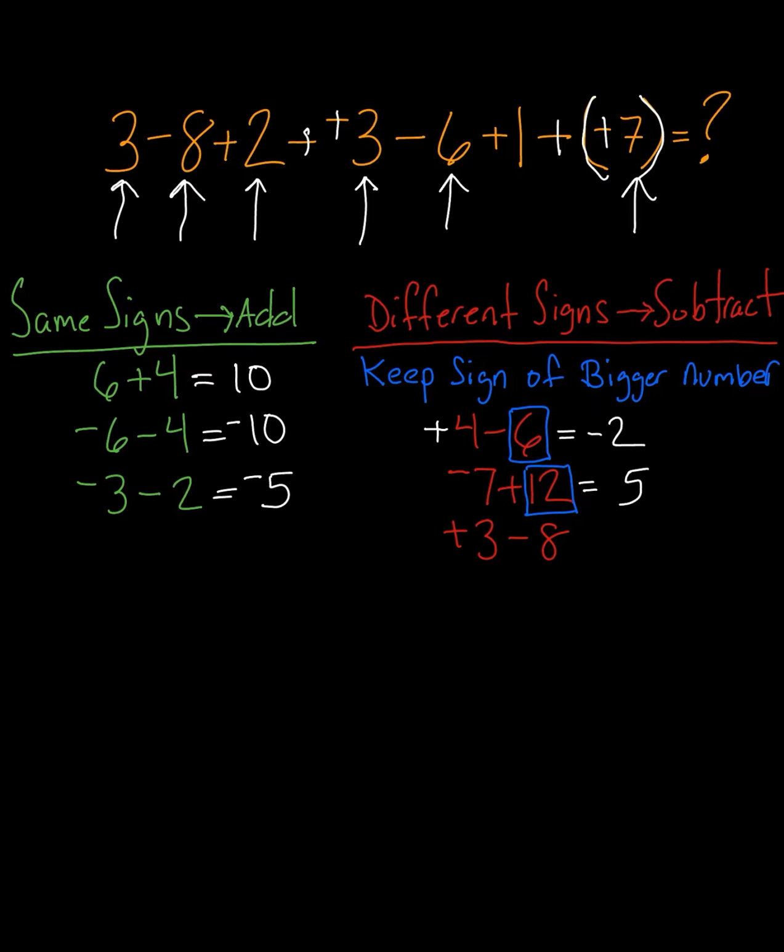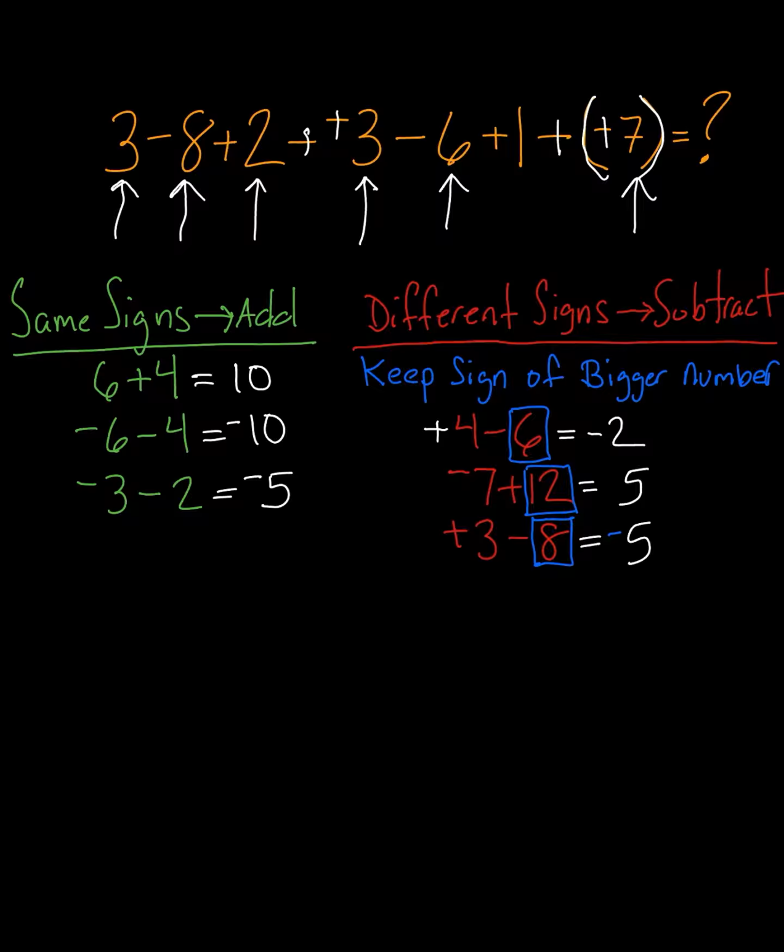For the next one, I have a plus 3 and a minus 8. They're different signs. So I subtract 8 and 3. I get 5. And again, I look at which number is bigger. Looks like 8 is bigger than 3. Therefore, our answer is going to be negative this time because 8 has a negative sign.